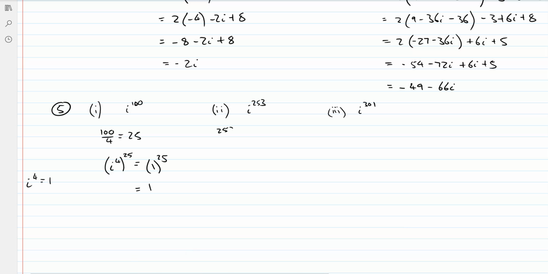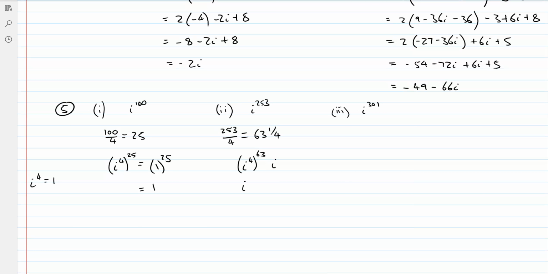Same here, take the 253, divide by 4. So we're going to get here 63 and a quarter, I think you get. You've got your calculators, so you can check. So this is the same as i to the 4 to the power of 63. That'll give us i to the 252, and then it's another i on top of that. So i to the 252, that's the one that goes in. So this is 1 to the 63 times i. So this is just equal to i.